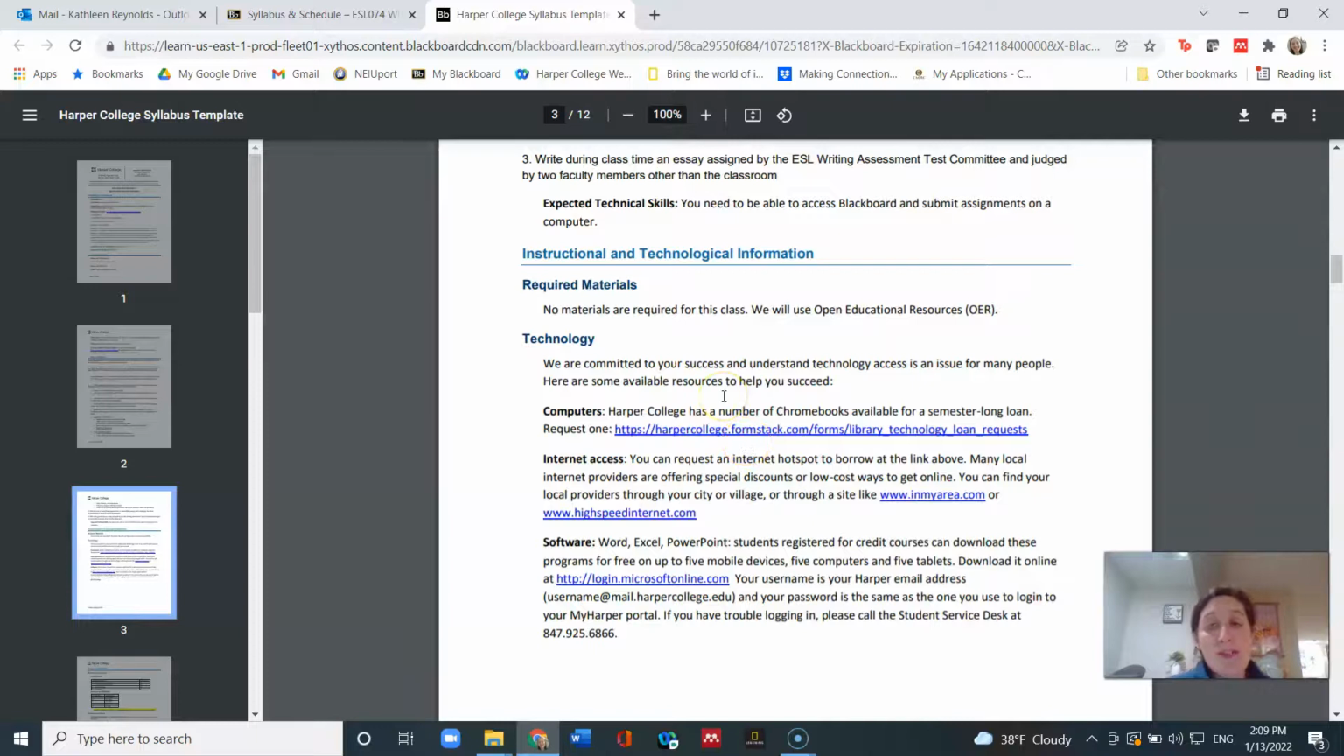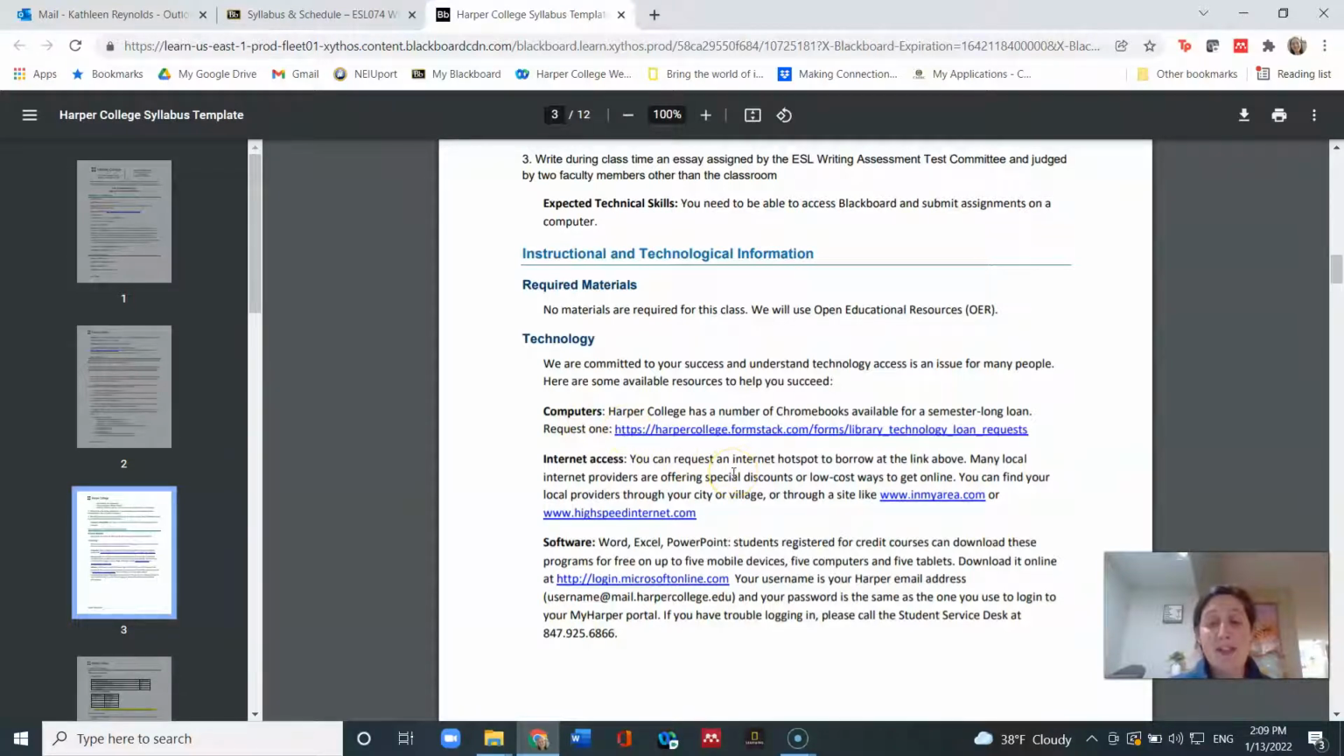So you need to be able to access Blackboard and submit assignments on a computer. There are no books required for this class. We will use open educational resources. You will not be able to complete this class on a tablet or phone. You need a computer to be able to write essays. So you can borrow a computer for free for the semester from Harper College. This is the link to fill out if you need to do that.